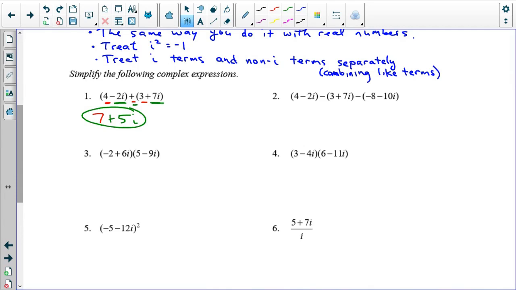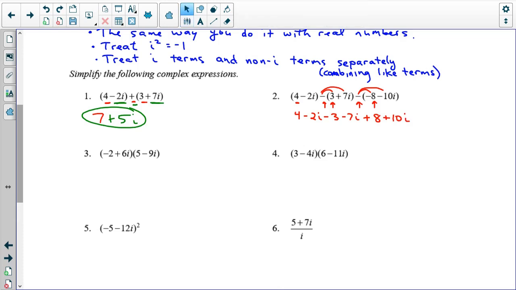That's number 1. Number 2, now I have 4 minus 2i plus 3 plus 7i, or I'm sorry, minus 3 plus 7i minus 8 minus 10i. So if I take a look at all of these things, 4 minus 3 minus negative 8. If I want, and it helps, I can actually distribute these and treat it like a giant plus or minus problem without the parentheses. That's probably what I'm going to do here, just to make this a little bit easier, because sometimes we forget to do such things.